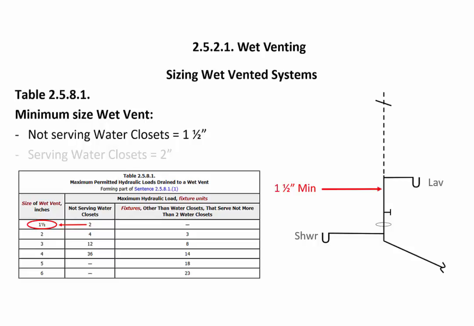And the first thing you need to ask yourself when you use the table is, is the wet vent serving one or two water closets, or is the wet vent not serving any water closet? Because the maximum number of water closets we can serve with one wet vented system is 2.